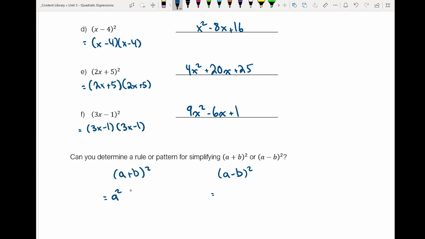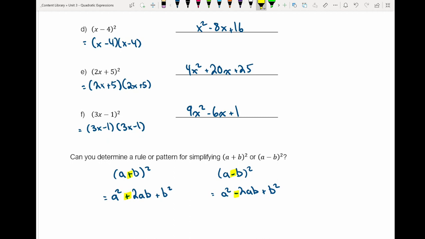The pattern is that the first term of my trinomial, or my expanded form, is going to be the first term in the bracket squared. Then the second one is going to be the two terms multiplied together and then doubled. And then the last term in my trinomial will be the last term in the bracket squared. If I have a subtraction, it's going to be the exact same thing, except the sign on the second term is going to match that in the binomial.